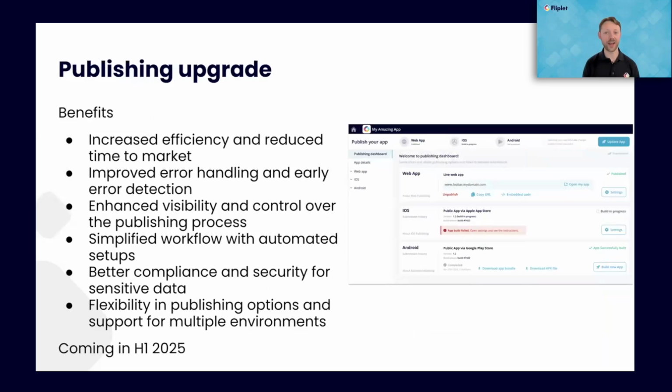We are upgrading our publishing feature. Here's a recent mock-up of what we believe the new feature will look like. This is going to dramatically accelerate how quickly our customers are able to publish their apps. We're going to be releasing the first version of this to support our custom domain feature that I mentioned earlier. And then next year, we'll be adding in iOS and Android.